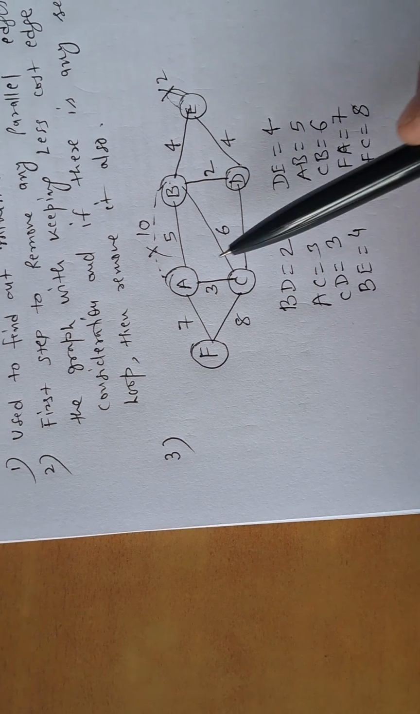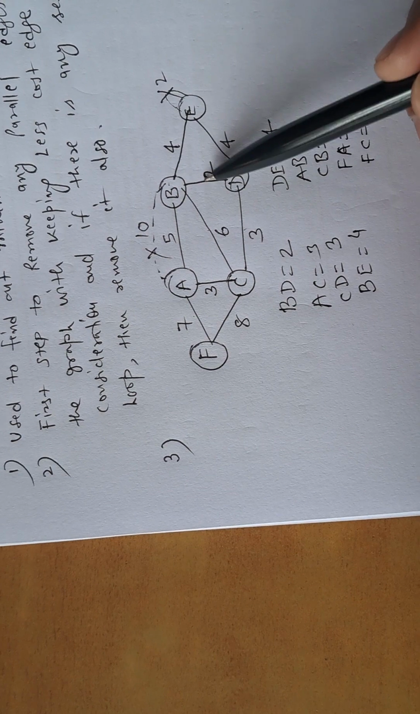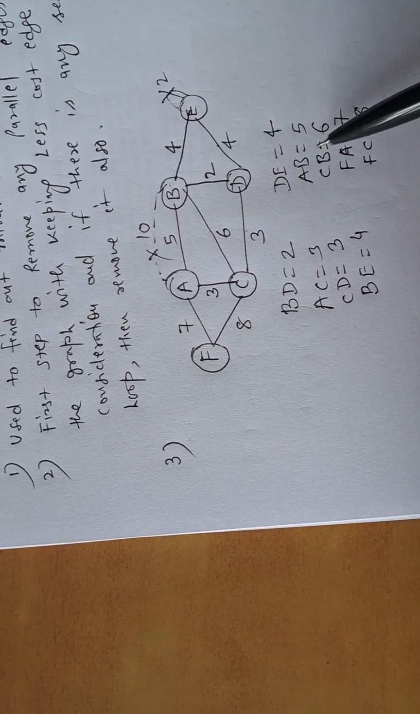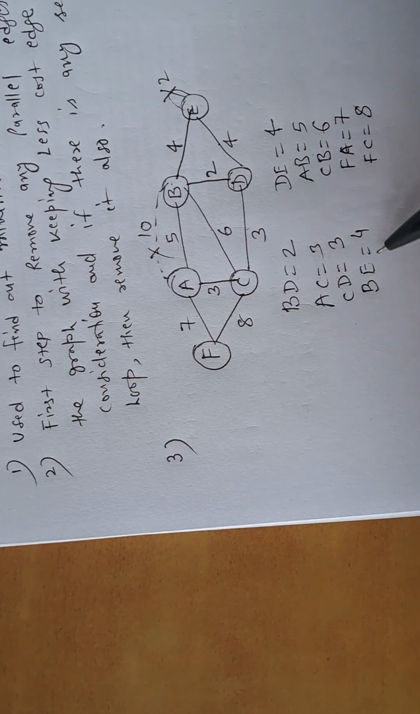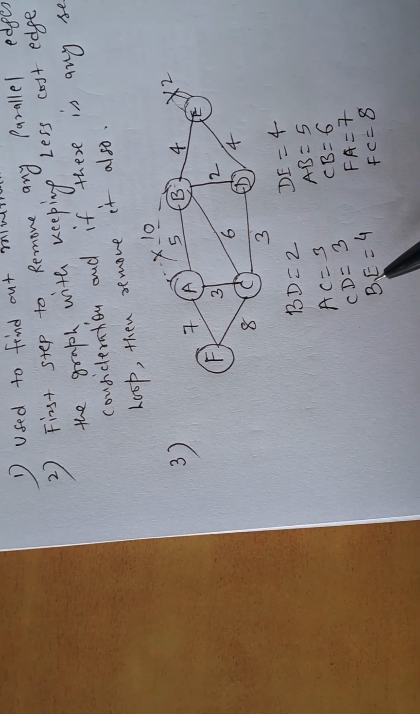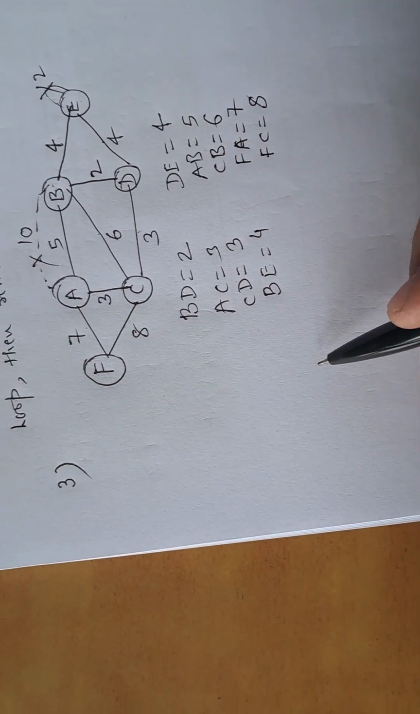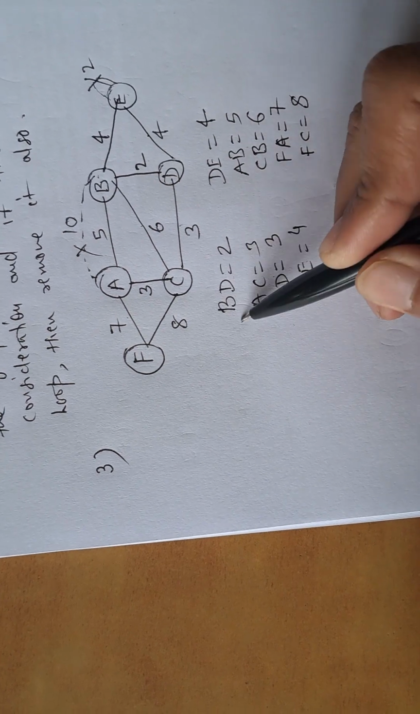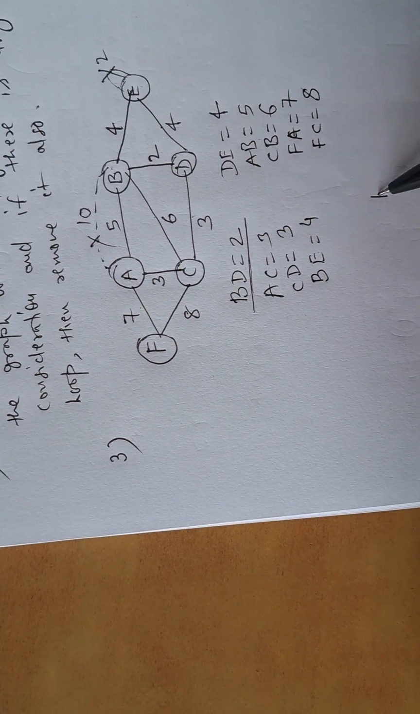So this many edges are there: 1, 2, 3, 4, 5, 6, 7, 8, 9. So we have noted all the costs in increasing order. First of all we have written the smallest cost, and so on. Now what it states basically, in the next step you will choose the edge starting with minimum cost. So first of all we will choose BD.